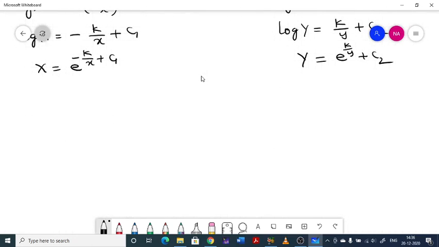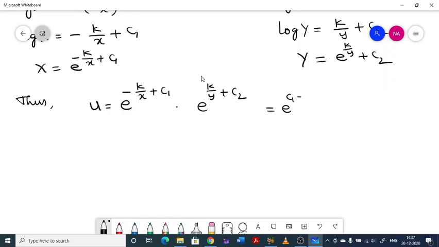So substituting this in our assumption, thus we have u equal to capital X into capital Y. So capital X is e power minus k by x plus c1 into e power k by y plus c2. So that is e power c1 plus c2 into e power k by y minus k by x. So this is the required solution.